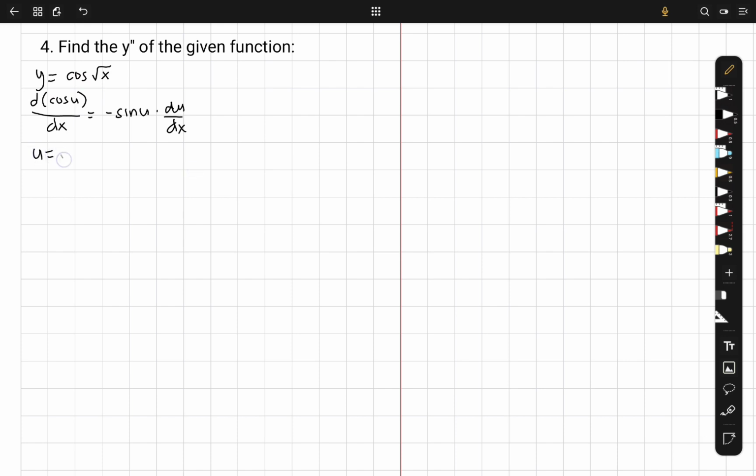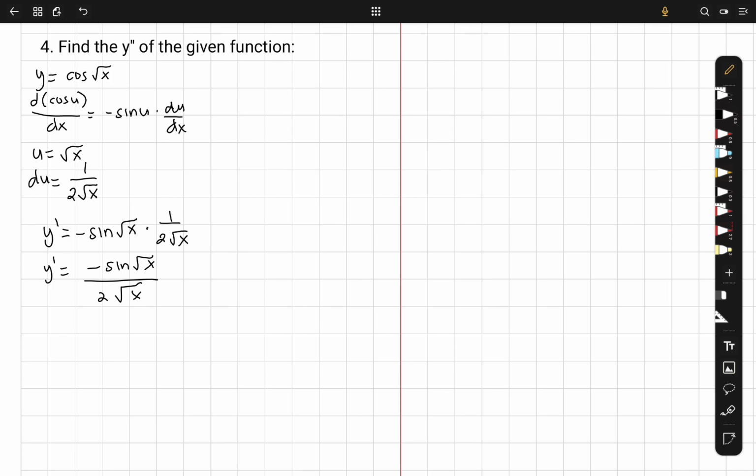So, our u is square root of x, and the derivative of u, that is the derivative of the square root, is 1 all over 2 square root of x. Then we just plug what we got in here. So, therefore, y prime is equal to negative sine of u, which is square root of x, multiplied by the derivative of u, that is 1 all over 2 square root of x. Furthermore, that is negative sine square root of x all over 2 square root of x.